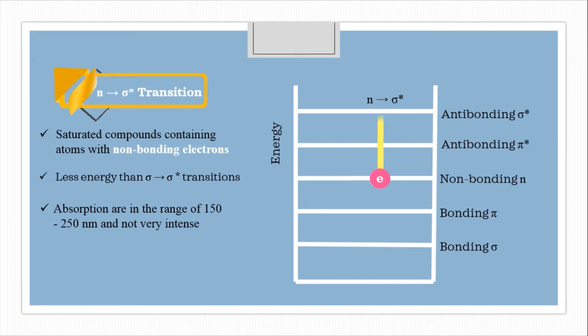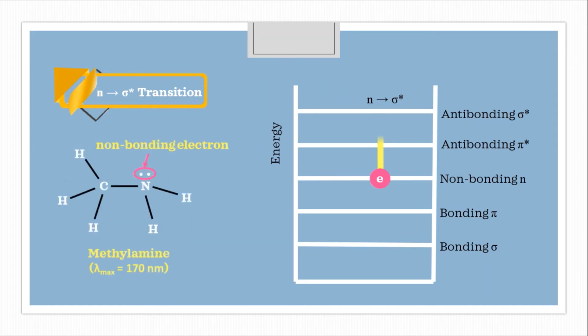not very intense. The number of organic functional groups with n to sigma star peaks in the UV region is small. For example, methylamine undergoes n to sigma star transition at 170 nanometer due to the presence of non-bonding electrons in the nitrogen atom in its structure.